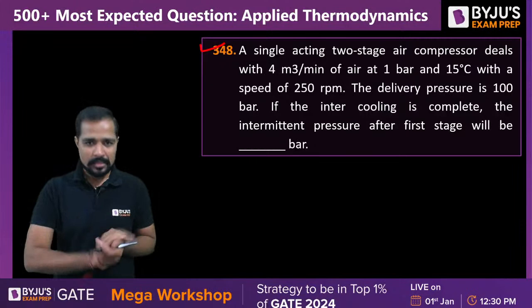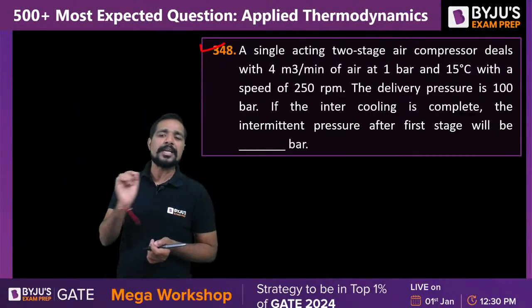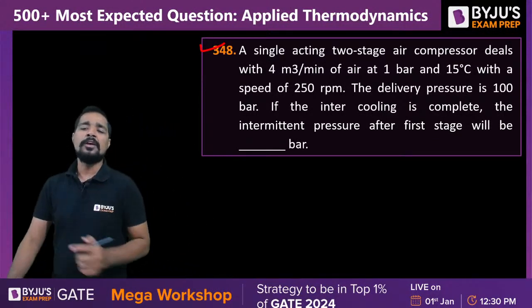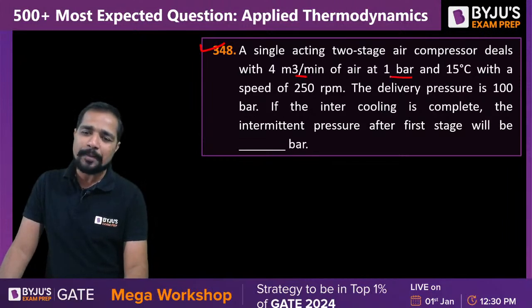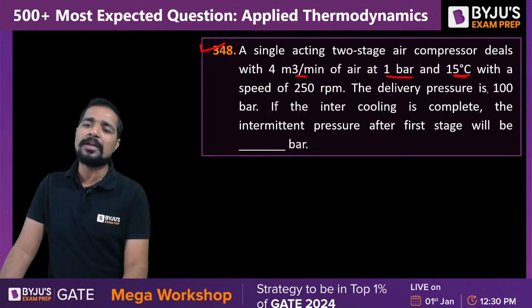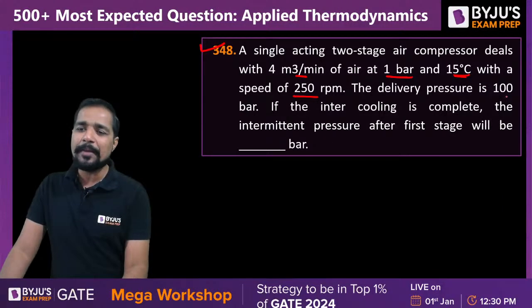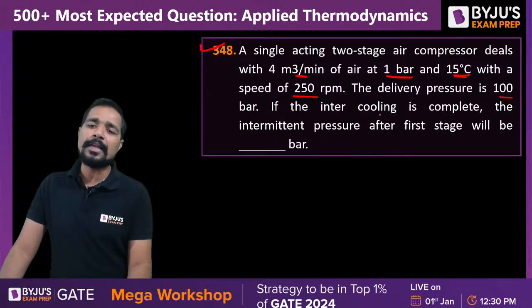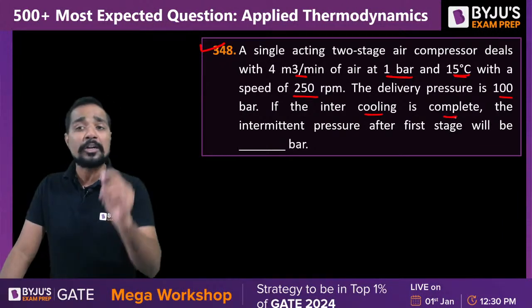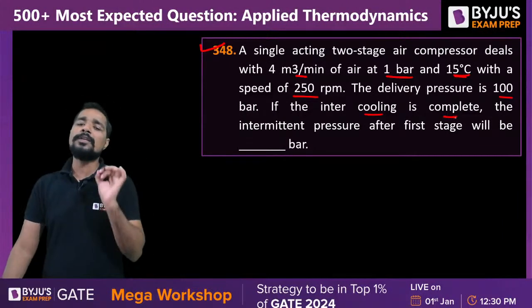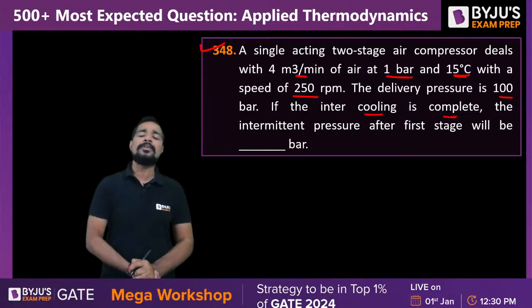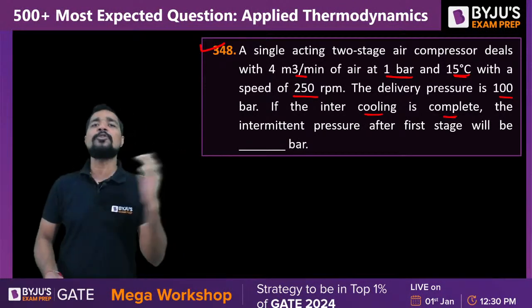A single acting two-stage air compressor deals with 4 meter cube per minute of air at a pressure of 1 bar and temperature of 5 degrees centigrade, with a speed of this RPM. Delivery pressure is 100 bar. If perfect intercooling is there, what is the intermediate pressure after the first stage or before the second stage?